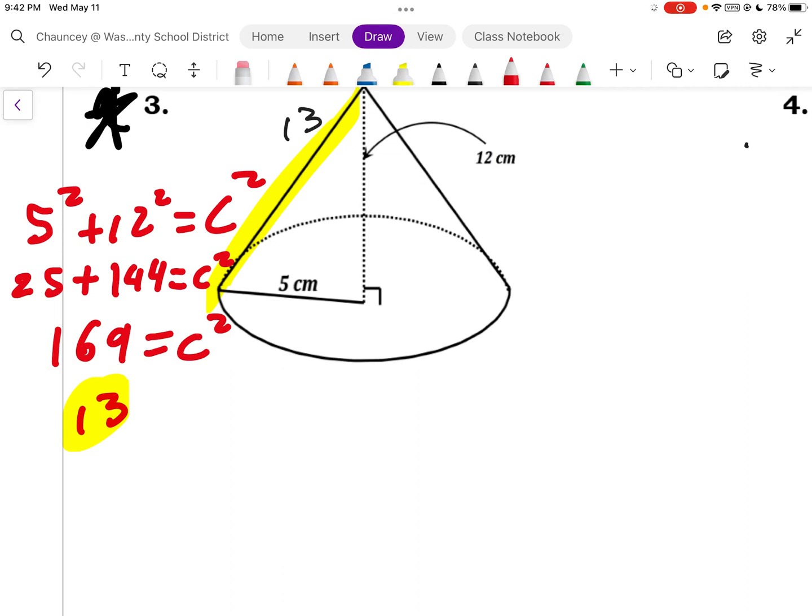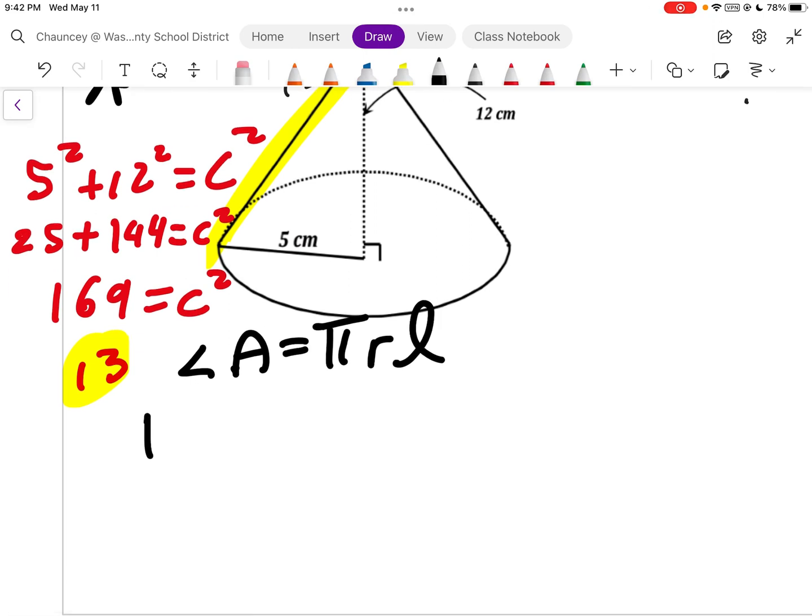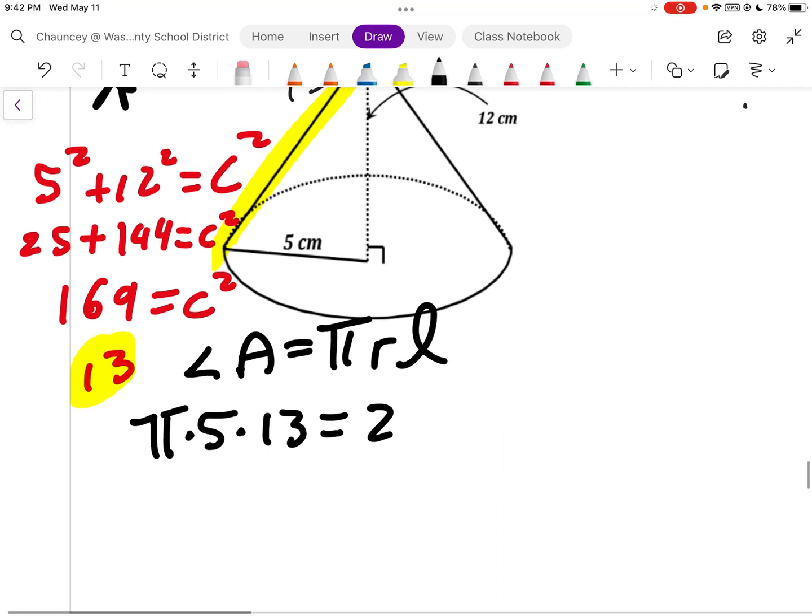Now we plug and chug, do the rest of this. Okay, so we got our surface area, our lateral area, what we're going to say. So our lateral area equals pi times our radius times our slant height. So that ends up being pi. Our radius is 5. Our slant height is 13. And if you plug that in, you get 65 pi, or you end up with 204.204 again. So there's your lateral area.